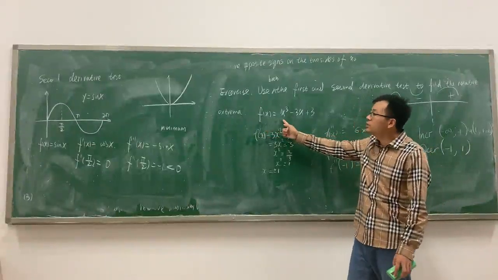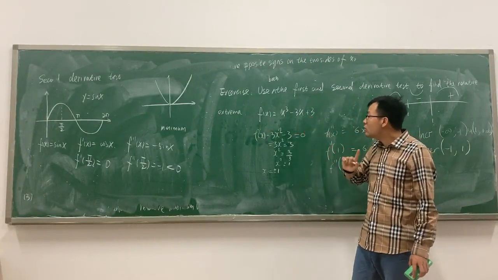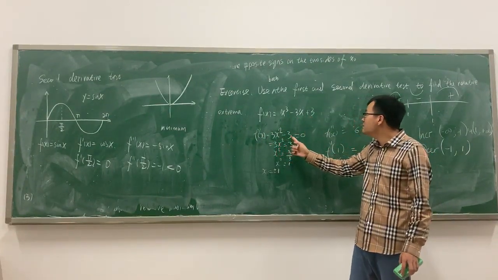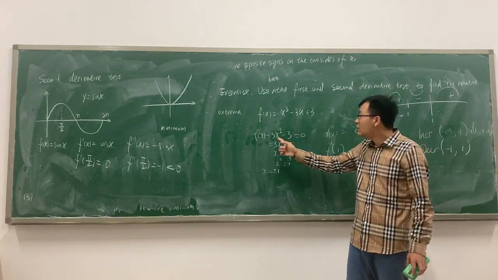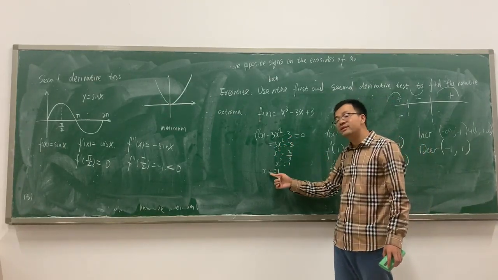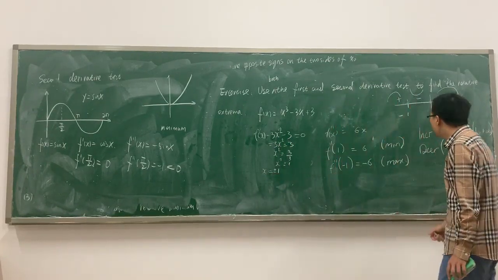f(x) equals 3x cubed minus 3x plus 3. So f prime is 3x squared minus 3, and that is equal to 0. So we have x equal to plus 1 or minus 1.